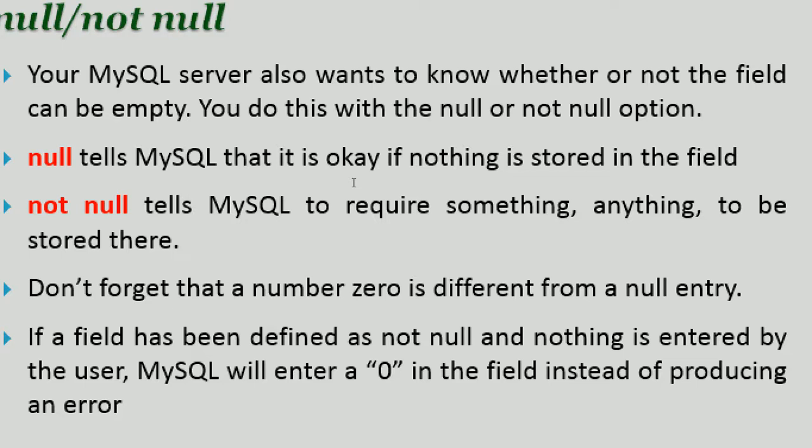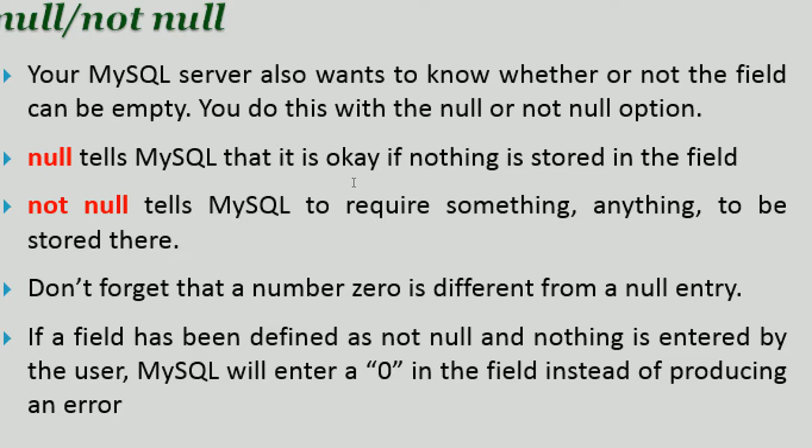To save space. 0 will reserve memory in the database, but null will not even reserve a single bit. Bit is the smallest memory unit. It will not reserve even a single bit in memory if you write null. But if you write 0, it will reserve the space of 1 digit. Clear? So we are not wasting database storage. So null is not a value, and not null tells MySQL to require something.